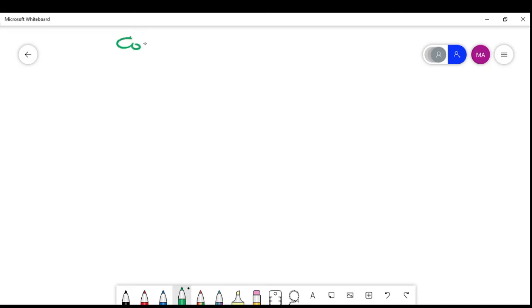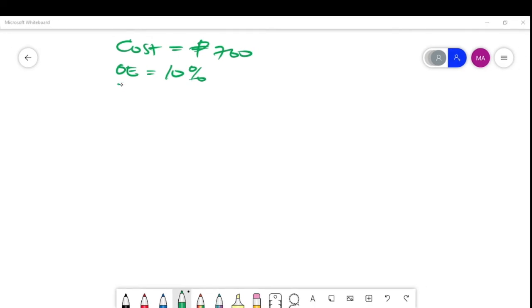The given would be the cost at 700 pesos, operating expense at 10% of the cost, and profit at 5% of the cost.